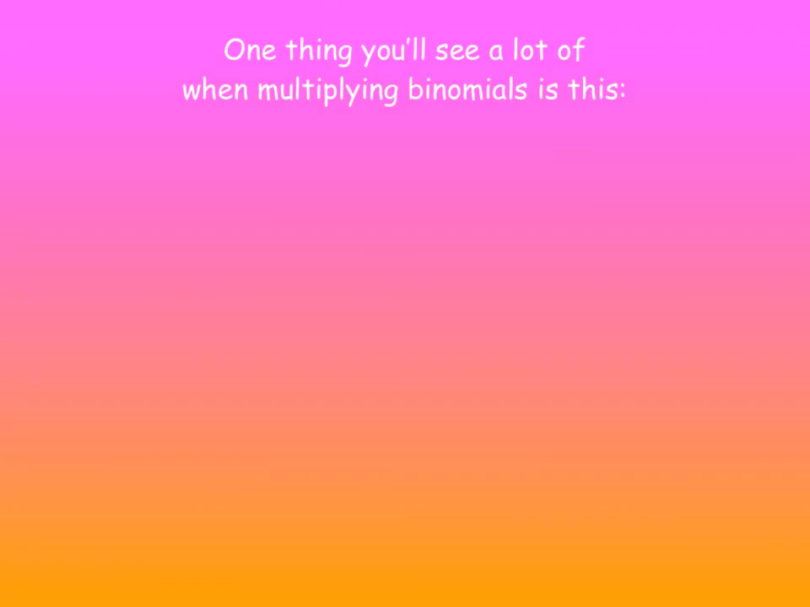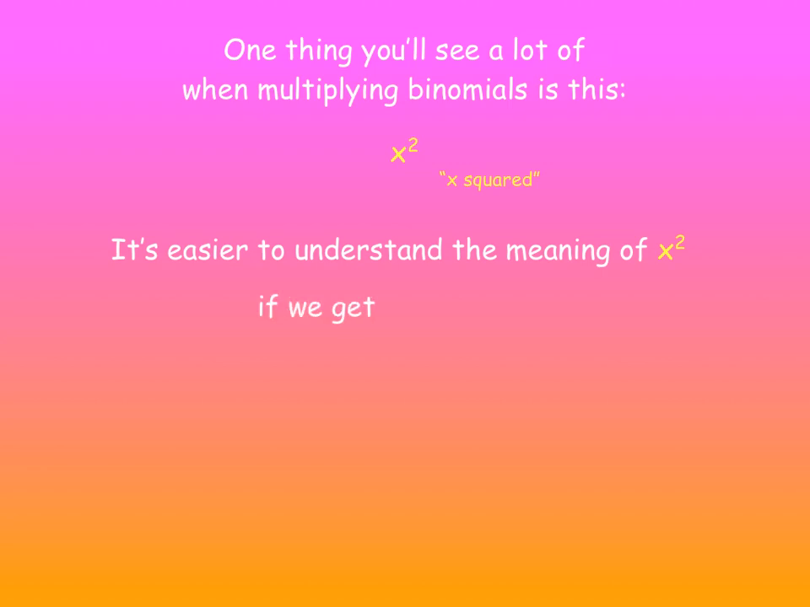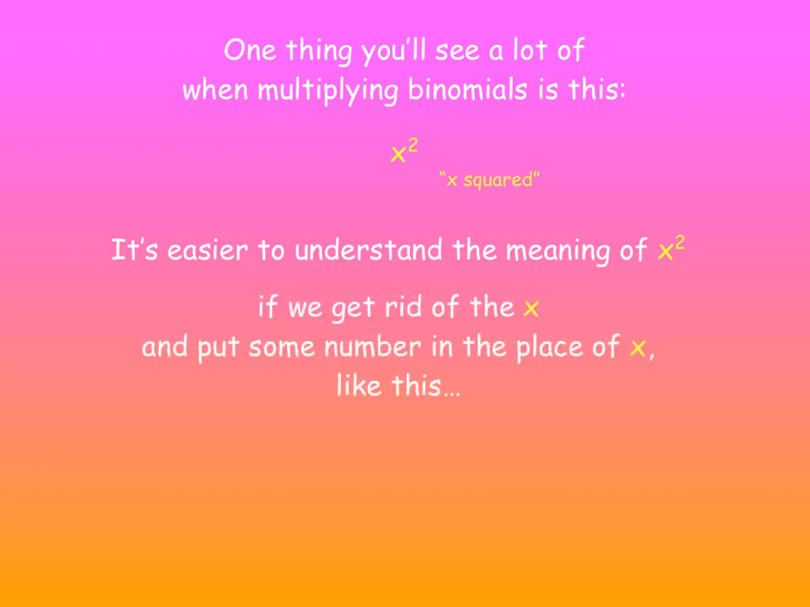One thing you'll see a lot of when multiplying binomials is this, x squared. It's easier to understand the meaning of x squared if we get rid of the x and put some number in the place of x, like this. We'll take the x out and put in, let's say, a 5. 5 squared. Or this. We'll take away the x and put in a 10. Now it's 10 squared. Let's consider some pictures of 10 squared, 9 squared, 8 squared, 7 squared, and so on.